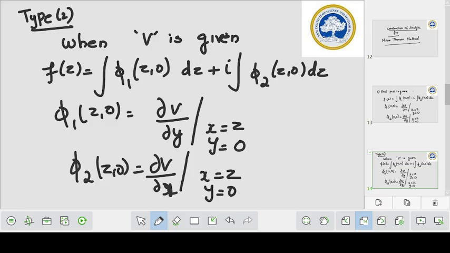So after finding dou v by dou x and dou v by dou y, you can substitute x equal to z and y equal to 0, and then you can find the analytic function f of z when the real part or the imaginary part is given.